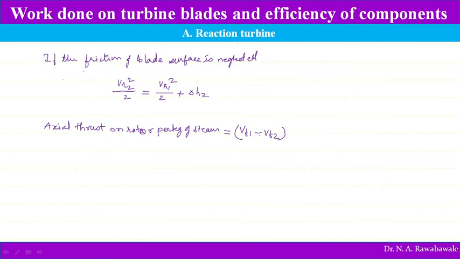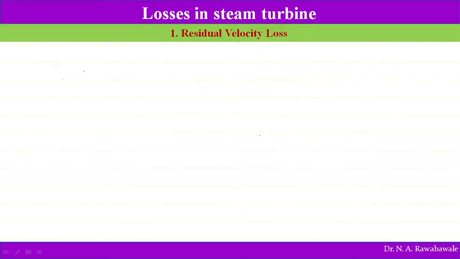Now we will discuss losses in turbine. What kind of losses are going to occur in the steam turbine? The causes for loss in steam turbine are residual velocity loss, loss due to friction and turbulence, then leakage loss, loss due to mechanical friction, the losses due to radiation, and losses due to moisture. So we'll discuss one by one. Very first loss is the residual velocity loss.